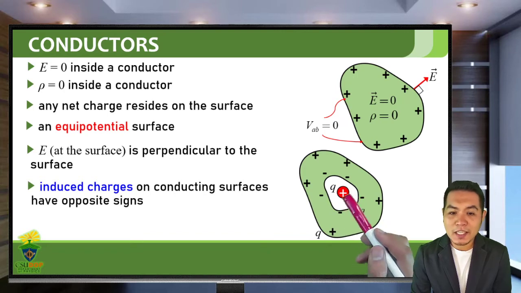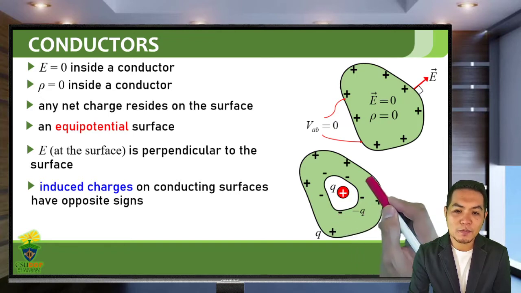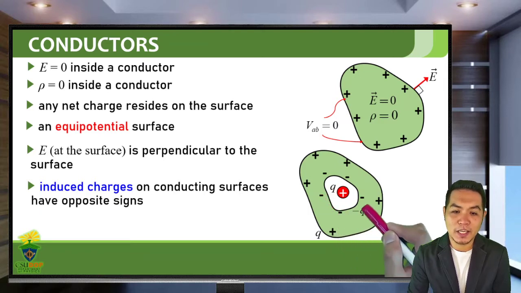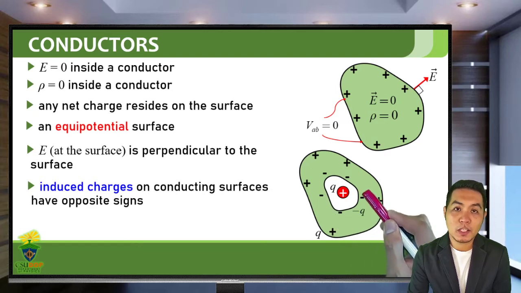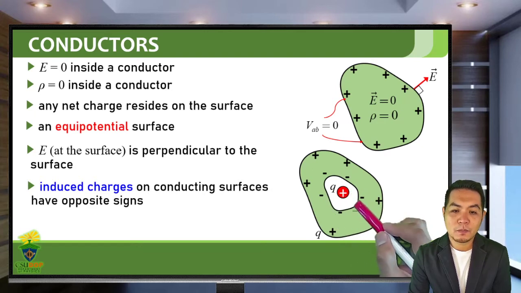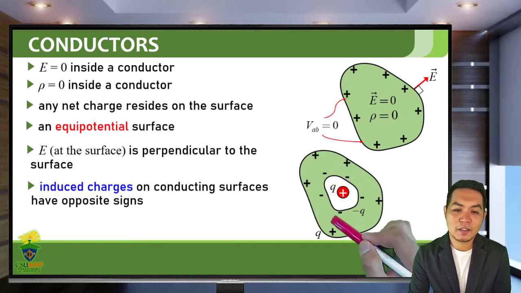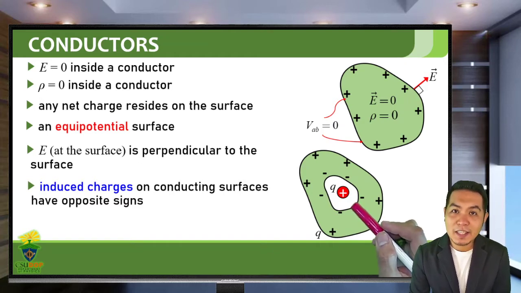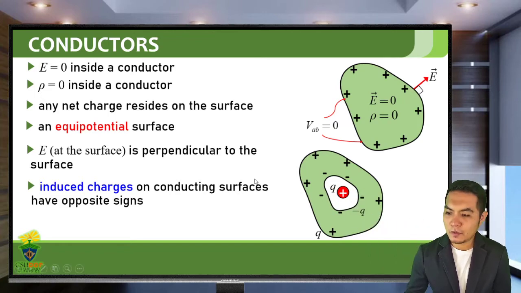This also means that the electric field inside the conductor will be zero, because if you take a Gaussian surface here, say you are finding the electric field in this region, in the conductor region, the total charge enclosed will be positive Q plus negative Q, which is 0. So therefore, total charge enclosed is 0, and the electric field is 0. So you must always remember that inside a conductor, the electric field is always 0.